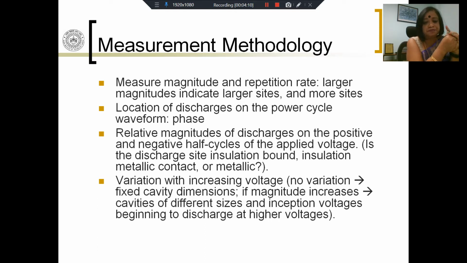For example, this will tell us what is the location of the site. Is the site encompassed by insulation on all sides? In which case you would have a void somewhere deep inside the insulation, somewhere in the volume. But let's say you have a characteristic signature which is characteristic of an insulation metal contact. In that case, you would probably be able to guess where such delamination is likely to occur and you can take action. It may also be metallic contacts.